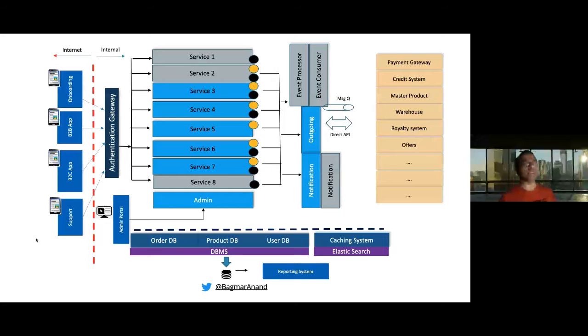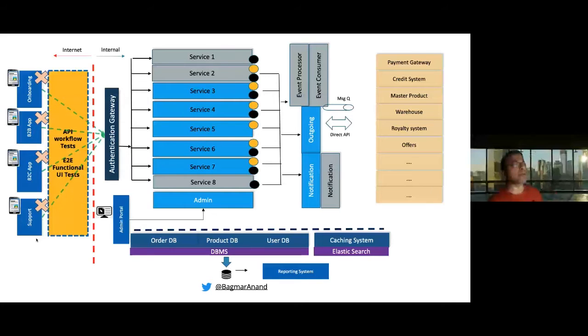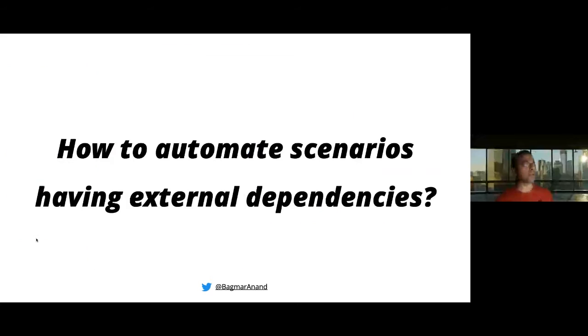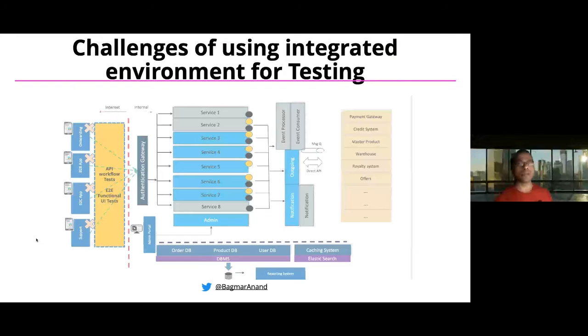OK, so the typical test that you might have is that the approach, of course, is we are going to simulate this from the front ends using API or UI. And if I need to now automate some scenarios having external dependencies over here, what are we going to face as challenges? So let's take a use case of a test that needs to be automated.